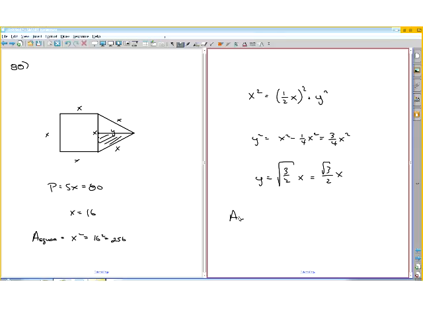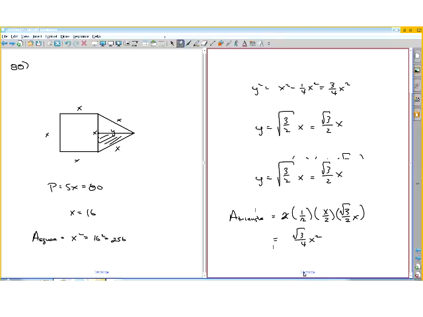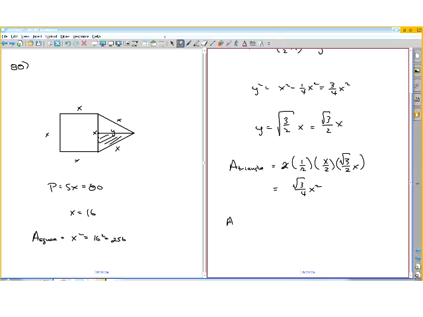So the area of the big triangle is going to be 2, because we have 2 of those, times 1/2 times the base, which is x over 2, times the height, which is the square root of 3 over 2 x. So 2 triangles, 1, 2. The area of each triangle is 1/2 the base. Base is 1/2 x times the height, which is the square root of 3 over 2 x. So these cancel out, and we get the square root of 3 over 4, 2 times 2 is 4, x squared. So that's the area of the triangle.